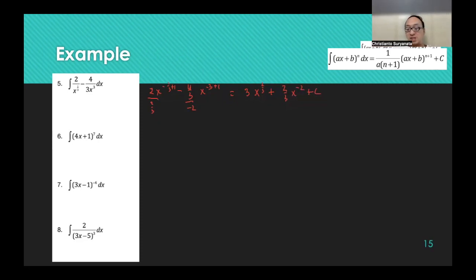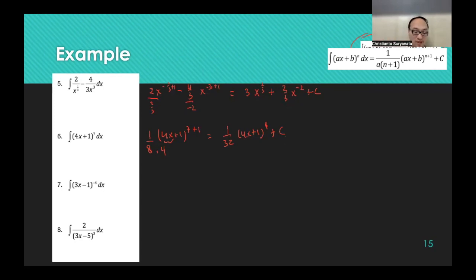For number 6, we can use this formula. Yeah, the same. So for 4x plus 1 to the power of 7, we add the power by 1, divided by the new power, 8, and then divided by the derivative of 4x plus 1, which is 4. So divided by 4. So equals 1 over 32, (4x plus 1) to the power of 8 plus c. Don't forget the arbitrary constant, yeah?